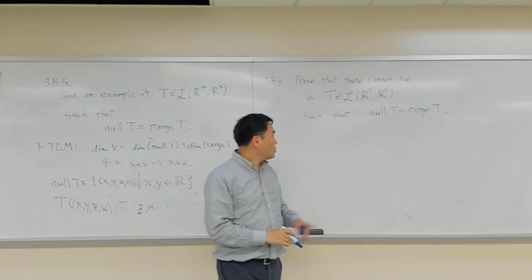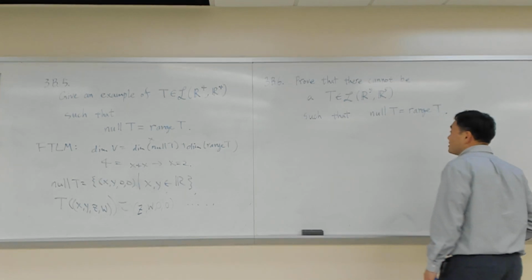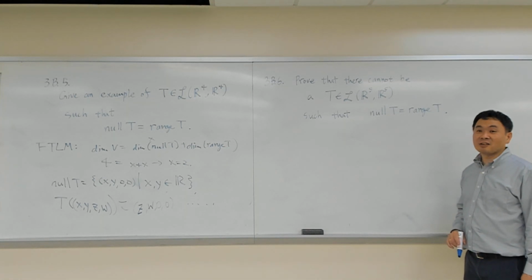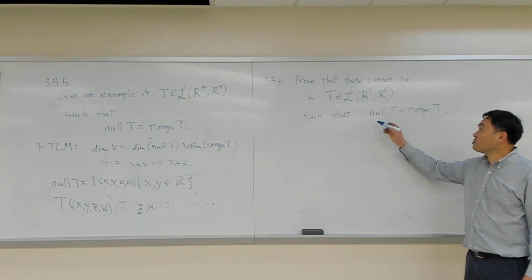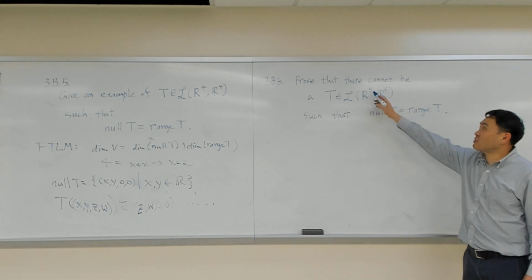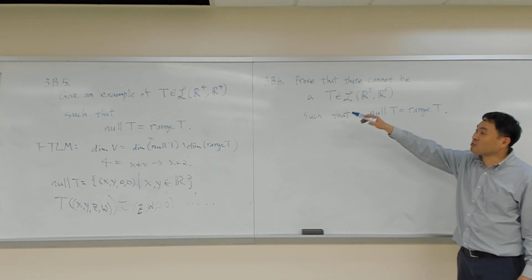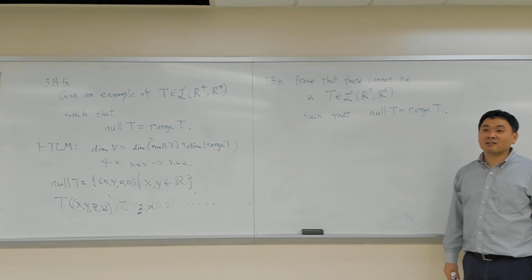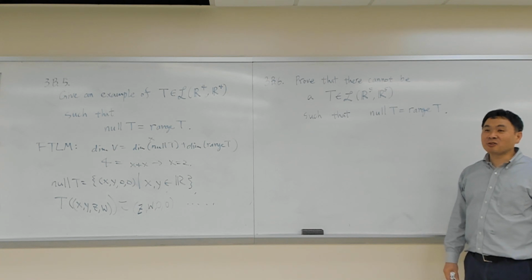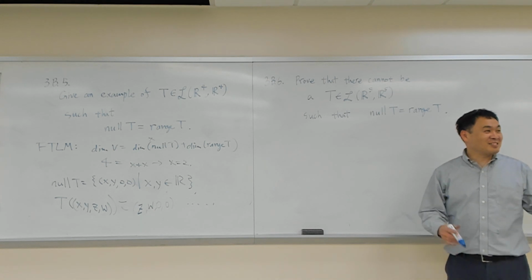Okay, now, what about this one? How would you prove this? That there cannot be something like this if 4 was switched to 5. What goes wrong if you change from 4 to 5? Dimension V has to be 5. Okay, so? Not a natural number. Yeah, it's not a natural number.